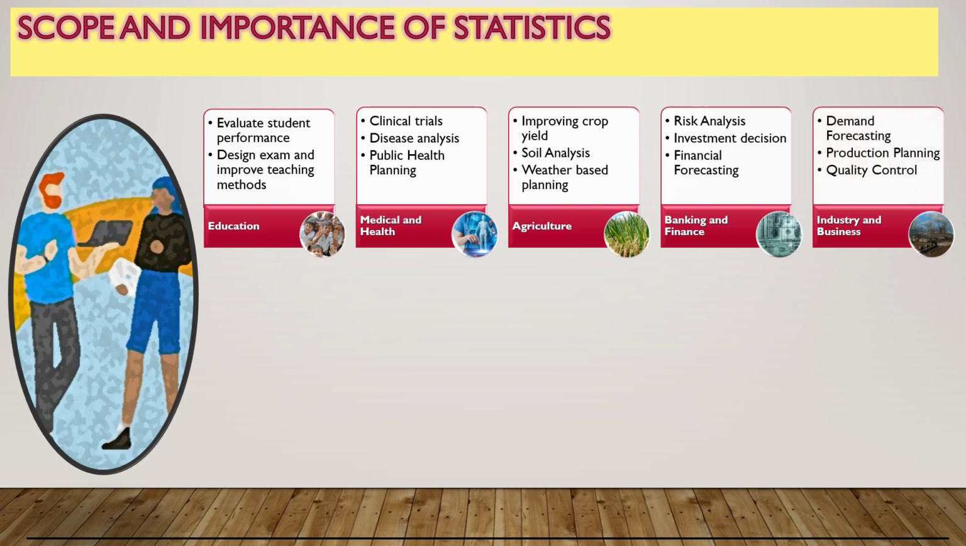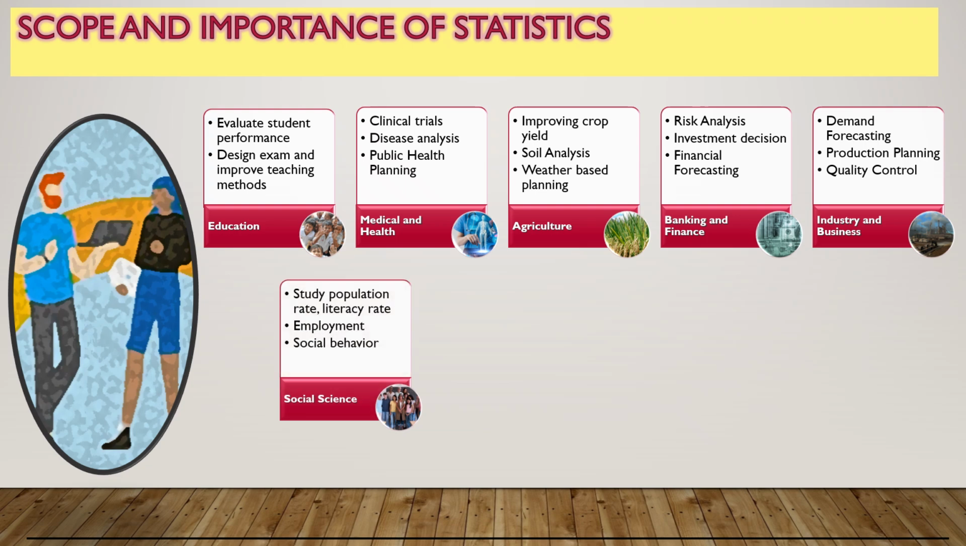In industry and business, statistics can be used for demand forecasting, for production planning, for quality control analysis. In social science, statistics helps to study population, literacy, employment rate, and to study social behavior.